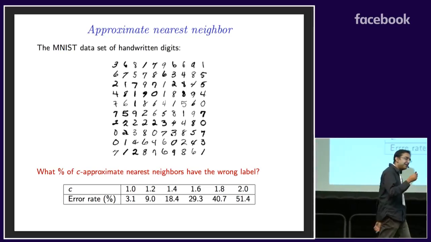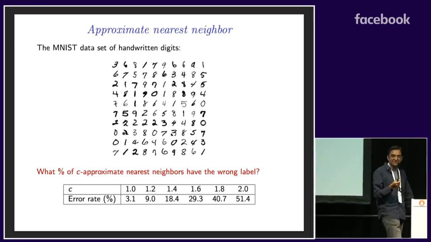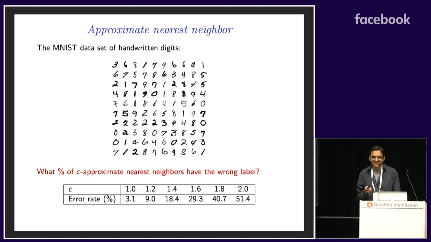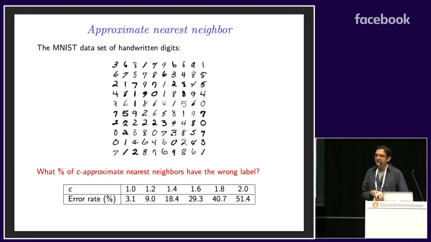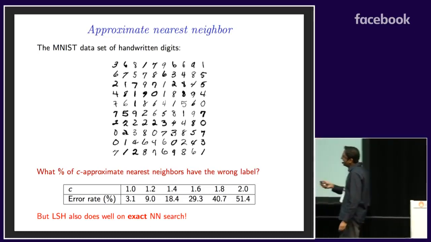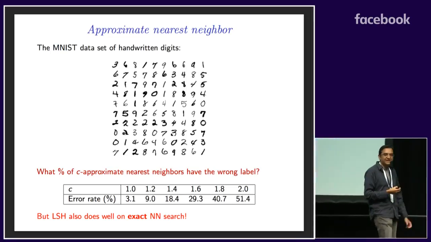And yet, if you look at the query time and the data structure size that you get for C equals 1.1, it's almost linear query time and quadratic data structure size. So the weird thing over here is that this method has been motivated from an approximate nearest neighbor viewpoint, but it also does really well on exact nearest neighbor search. So with high probability, it's actually returning the correct nearest neighbor, not a C approximate nearest neighbor at all.